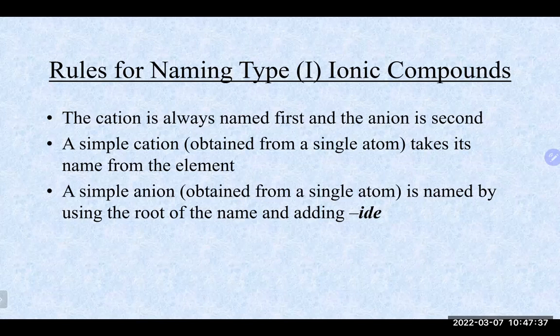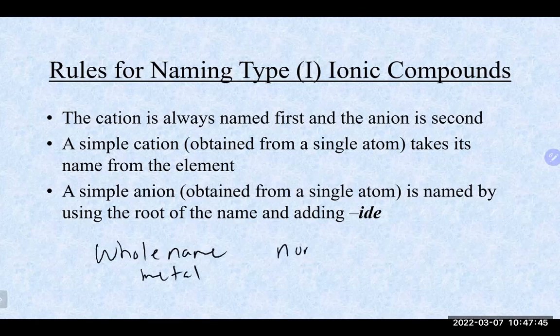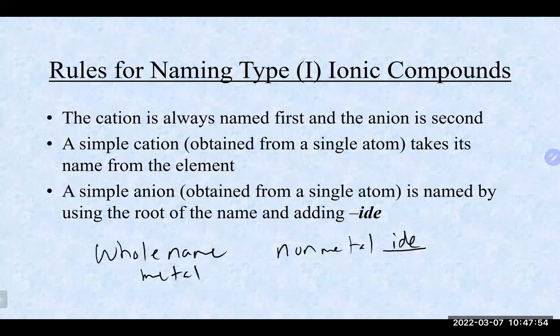And the naming part is pretty simple. We use, again, the whole name of the metal, or the positive guy. And then the non-metal gets the IDE treatment at the end. And that's it. It doesn't matter if you got 40 metals. It doesn't matter if you got 20 of the non-metal guys. It doesn't matter how many you have of each of them. That's how you go about naming these guys. Whole name of the metal, non-metal gets the IDE.